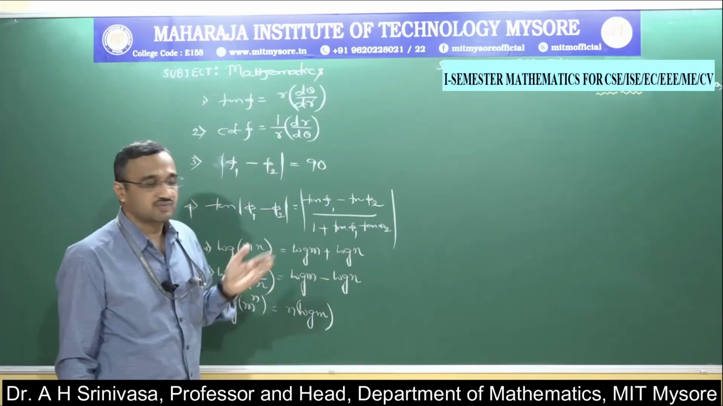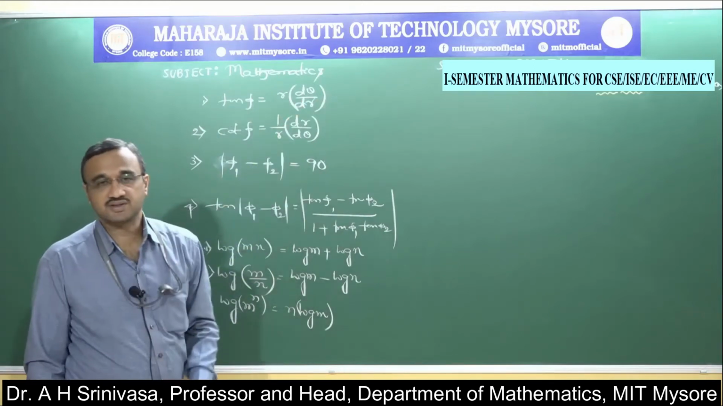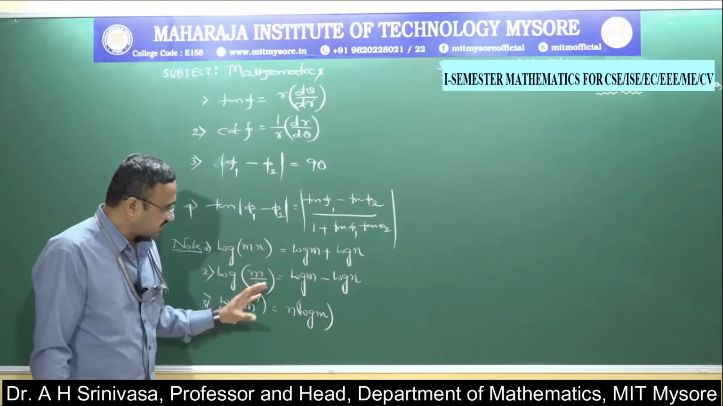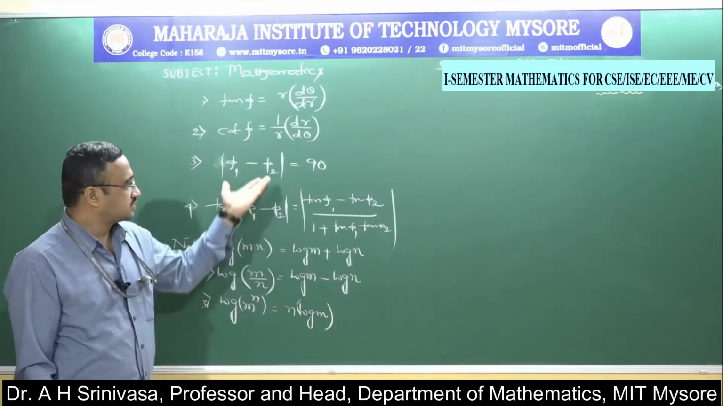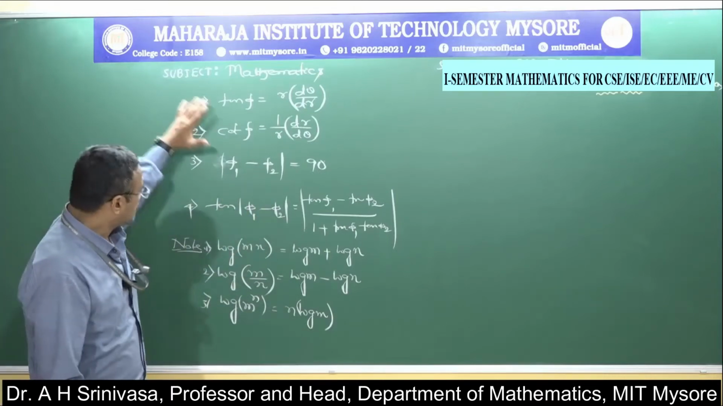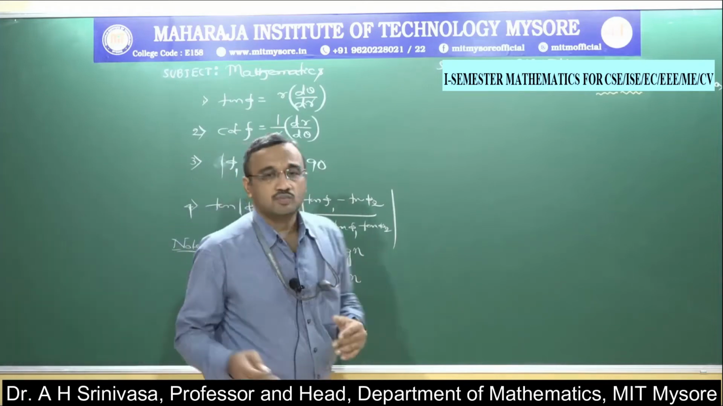I am going to solve some problems by using the concept of the angle between the radius vector and the tangent. These are the three major formulas we use to solve the problems with this concept. Remember all these things. Then after that, we are going to solve some problems.